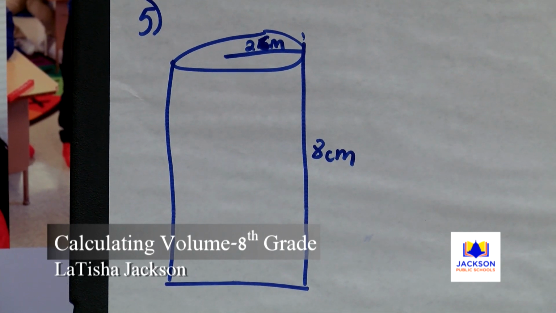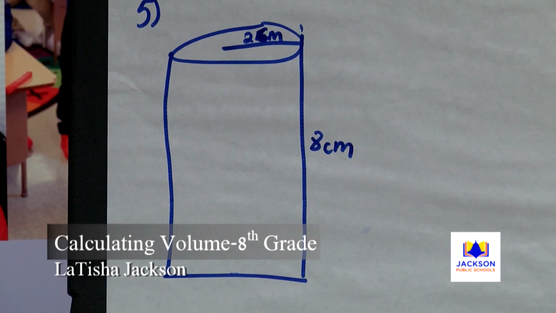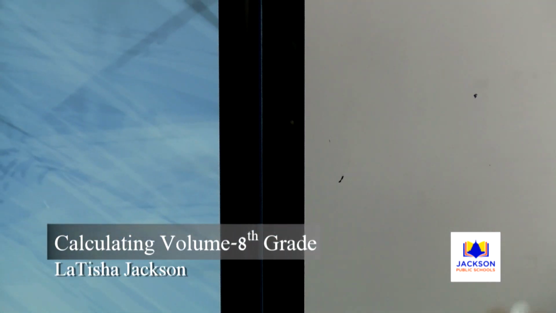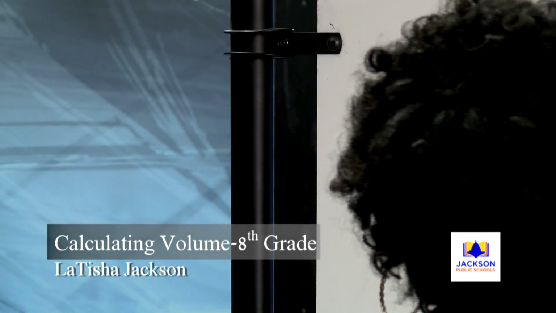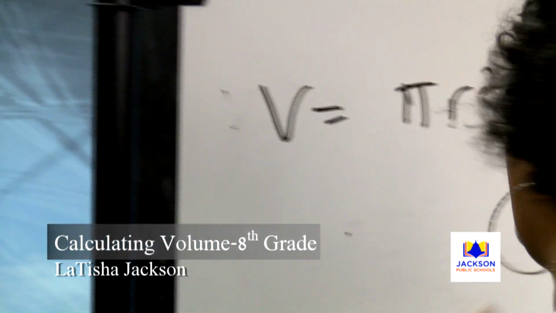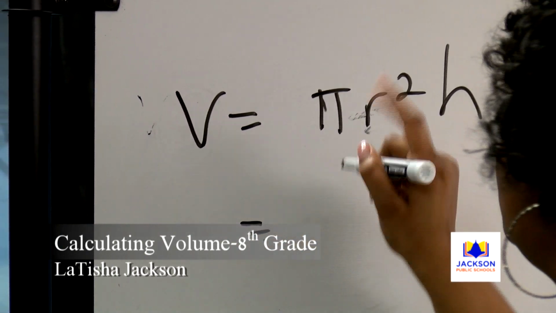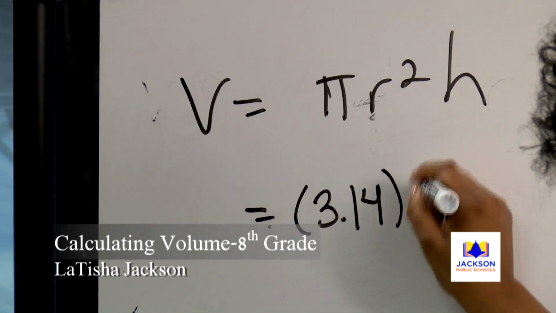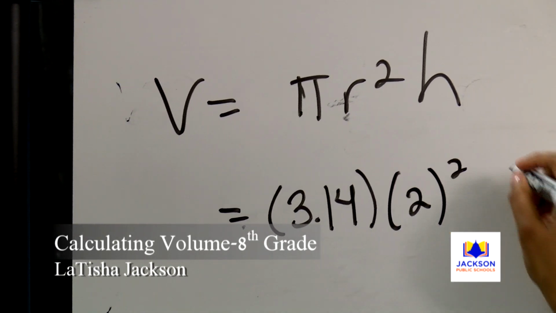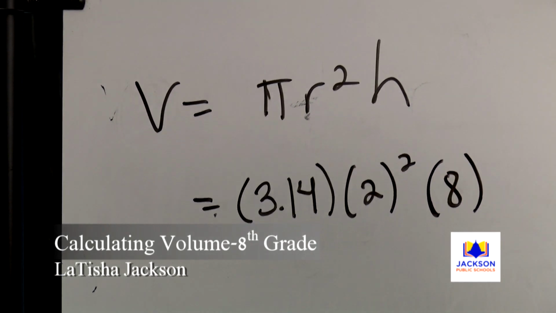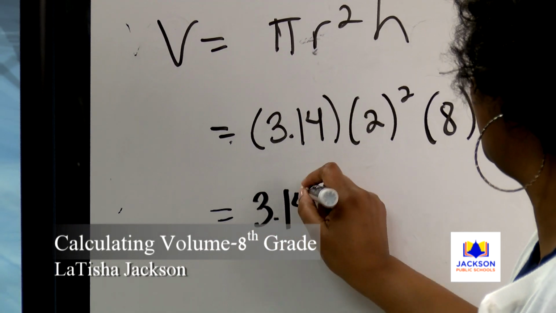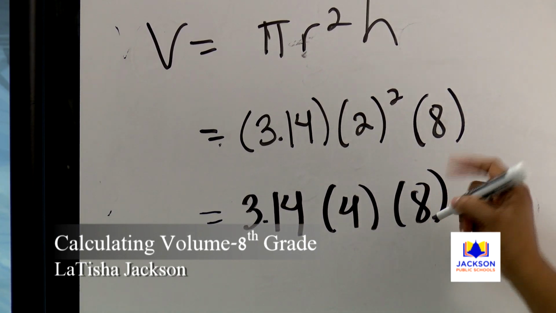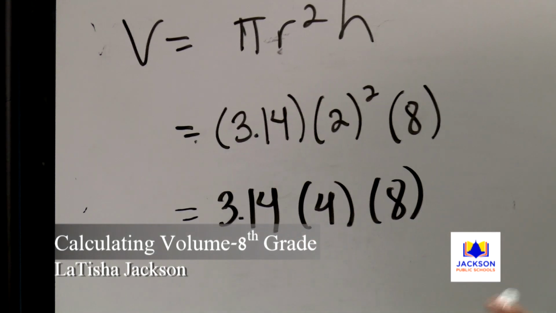And we're going to use our formula for this. So our formula is V equals pi radius squared and height. So as always, we approximate pi to be 3.14. Our radius is 2 squared and our height is 8. And so we simplify 3.14. 2 squared we know is 4. And then bring down our times 8. And then just punch that in our calculator.